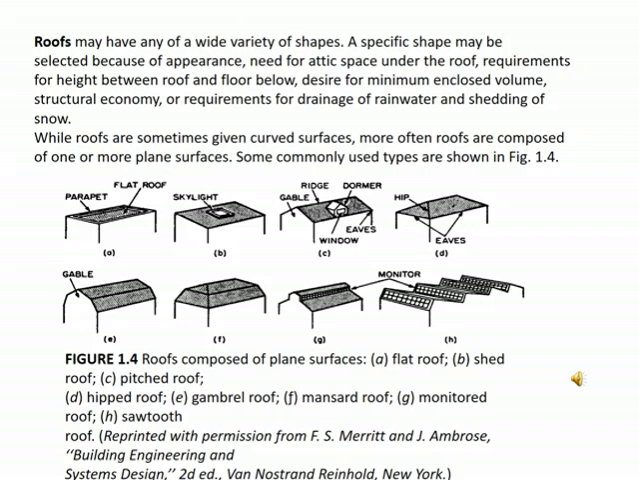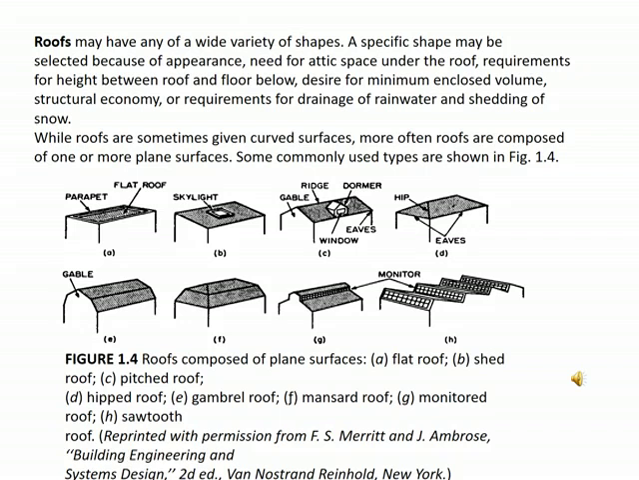So the function of the roof is to drain the rainwater and to shed the snow. Roofs must have the appropriate strength to withstand the wind, the rainwater and the snow. While roofs are sometimes given curved surfaces, more often roofs are composed of one or more plain surfaces. In this case, most of the use is of curved surfaces, but some may be straight, plain surfaces, and those surfaces are joined together. So here will be the surface kinds of roof.